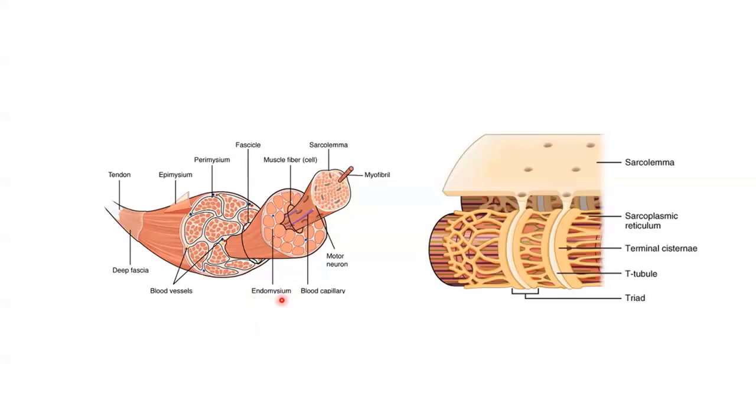Within the sarcolemma are thousands of infoldings or indents, which we call T-tubules. So you can see the T-tubule here. If this is the sarcolemma, we have those indents going to wrap around each of our myofibrils. These are those interstitial fluid-filled channels that run deep into the muscle fiber to help spread an incoming muscle action potential.